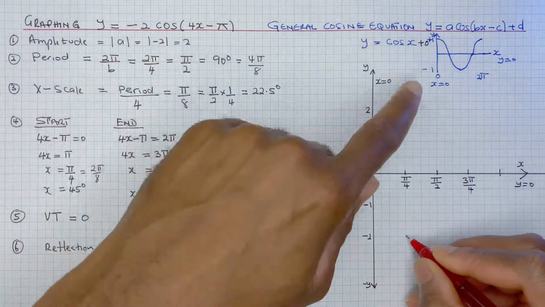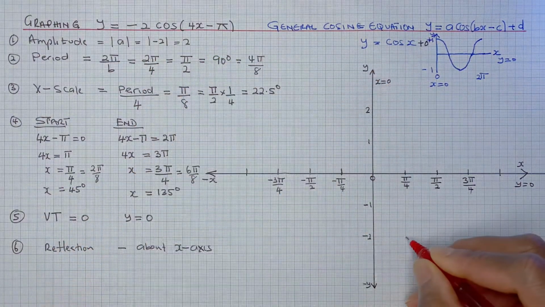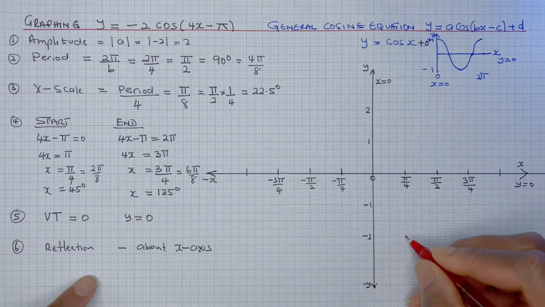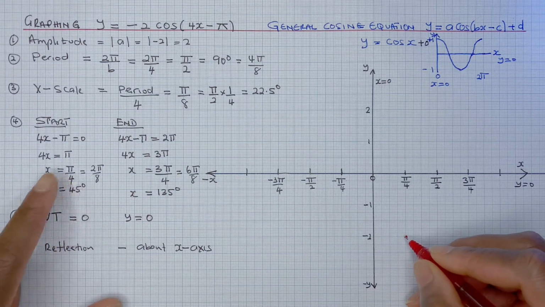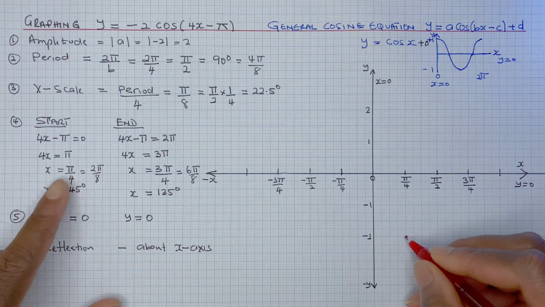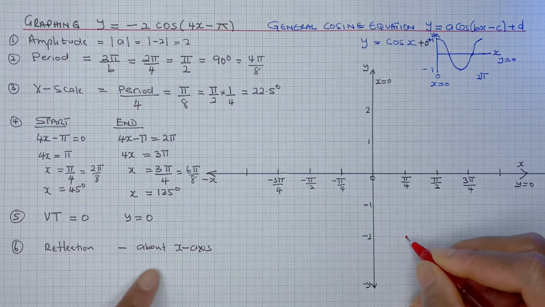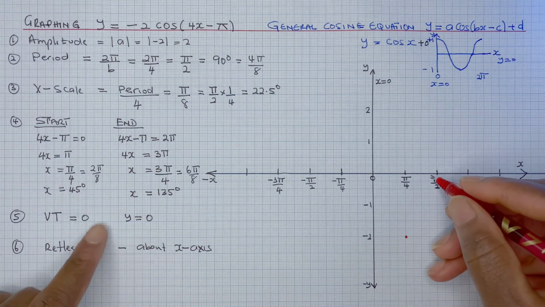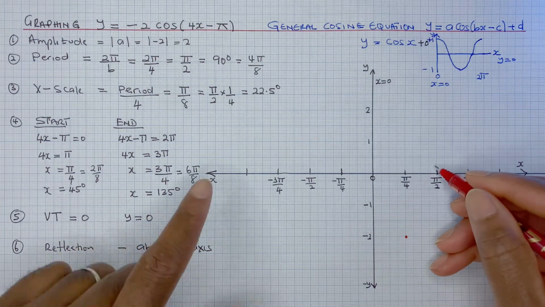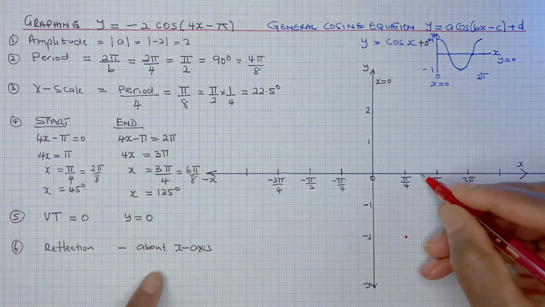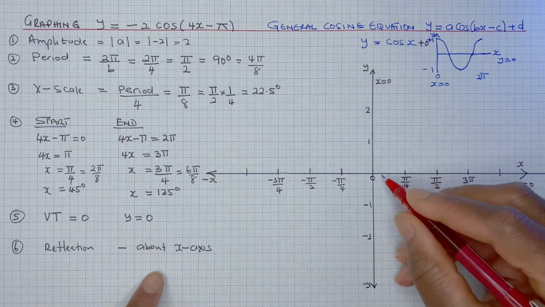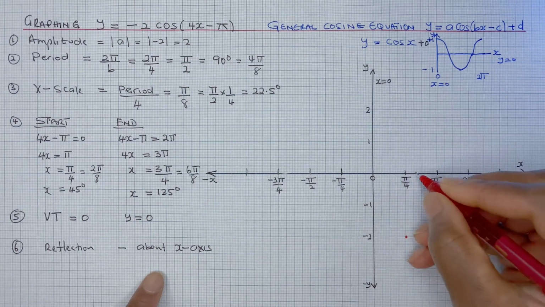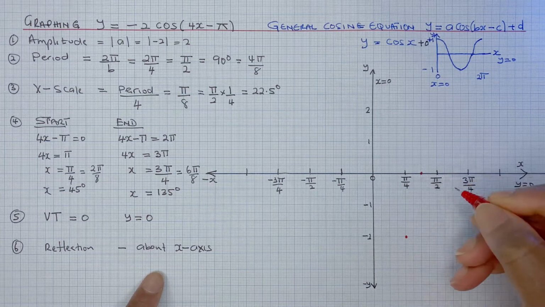So it will start, instead of starting at +1, at -2 because it's a negative. So start there. It's been shifted by pi over 4. That's the shift. That's starting there, and the next one we'll be adding pi over 8. From there to there is pi over 8. So that's pi over 8 added, so that will be here.